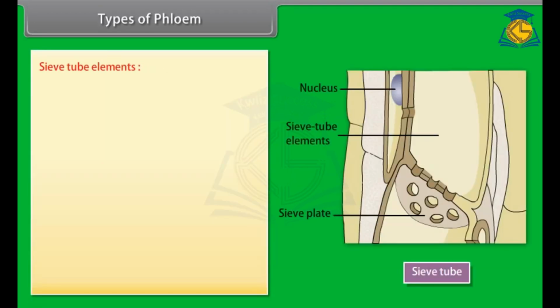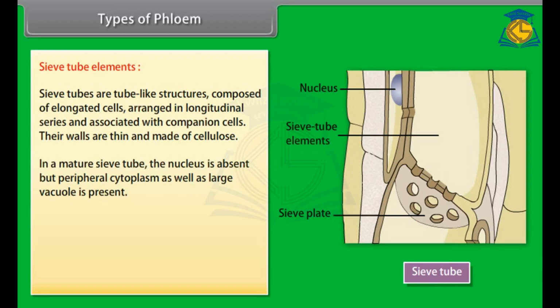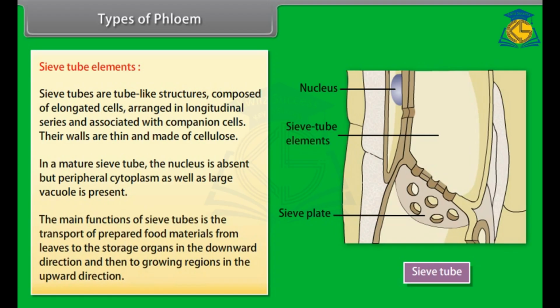Sieve tube elements. Sieve tubes are tube-like structures composed of elongated cells arranged in longitudinal series and associated with companion cells. Their walls are thin and made of cellulose. In a mature sieve tube, the nucleus is absent, but peripheral cytoplasm as well as a large vacuole is present. The main function of sieve tubes is the transport of prepared food materials from leaves to the storage organs in the downward direction and then to growing regions in the upward direction.